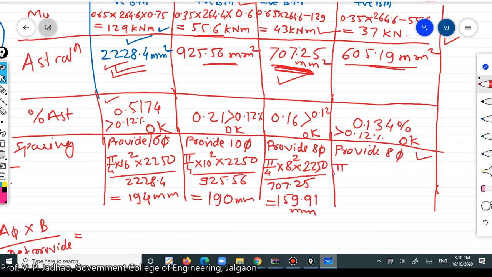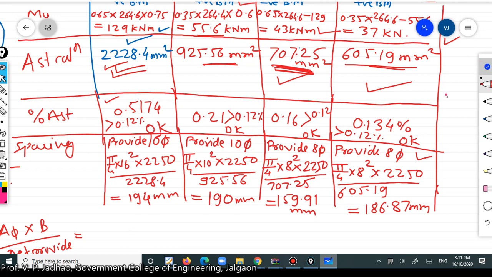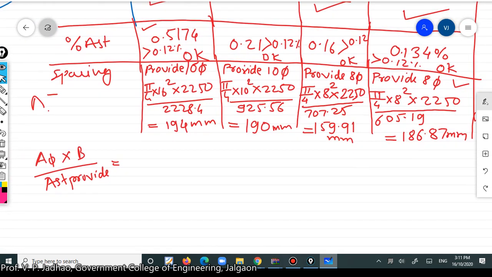So the spacing formula is area of 1 phi, that is pi by 4 into 8 square, multiplied by width, that is 2250, divided by AST provided. AST provided is 605.19. So spacing will be equal to 186.87 mm. Okay, so this is how this spacing is calculated.